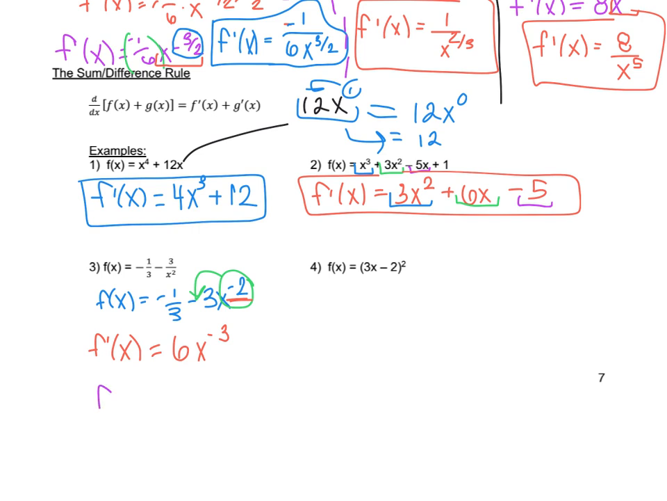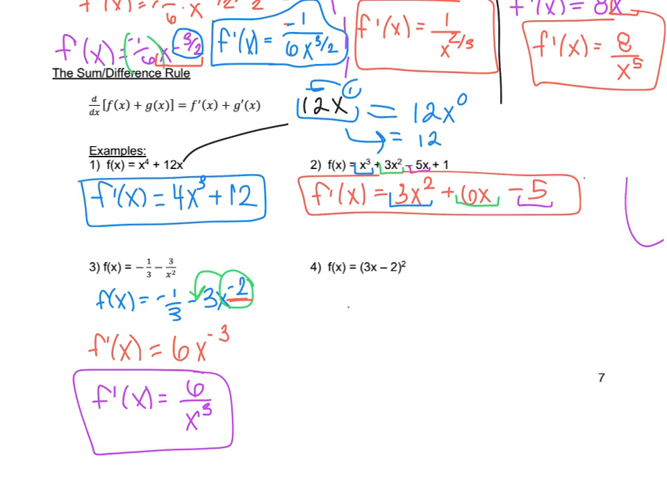So the derivative would be f prime of x equals, so 6 is not part of this function here. 6 is in the numerator of my final answer. 6 over 1 times x to the 1 over x to the positive 3rd. So we can write that as a single fraction, 6 over x cubed.